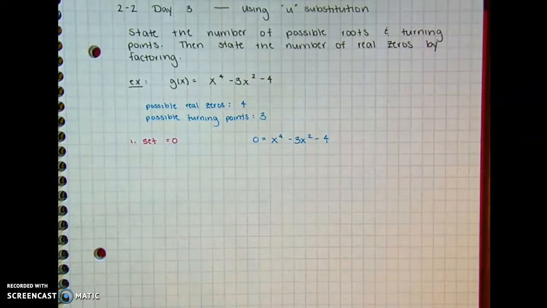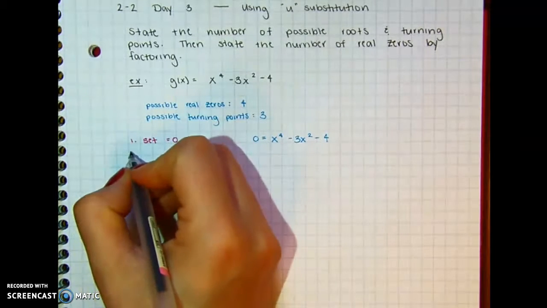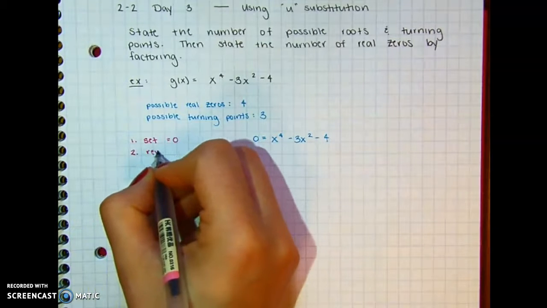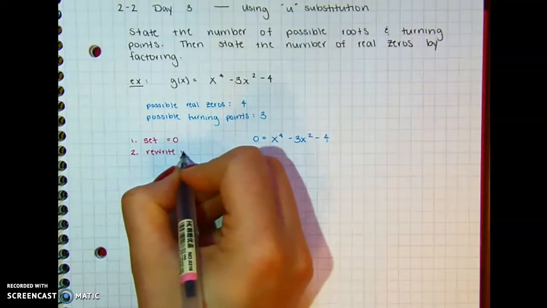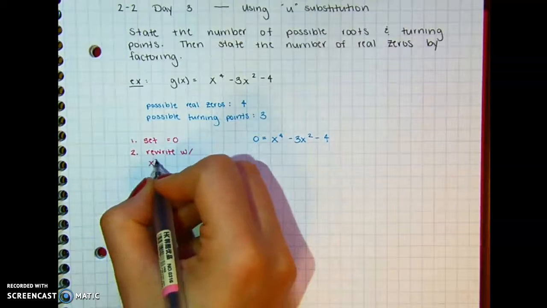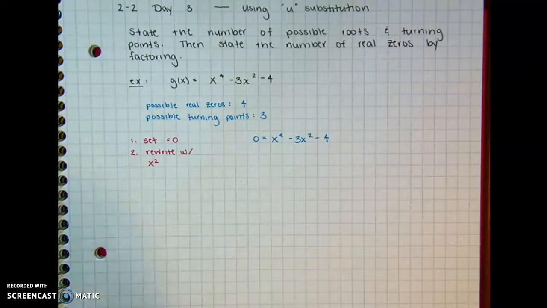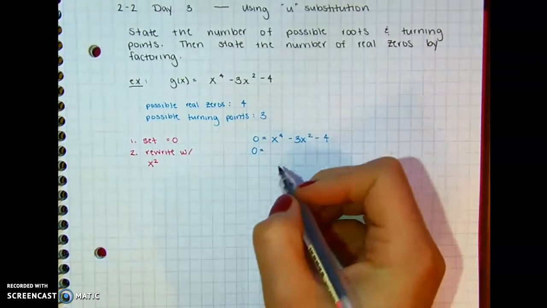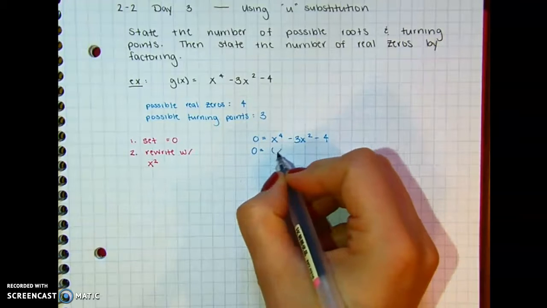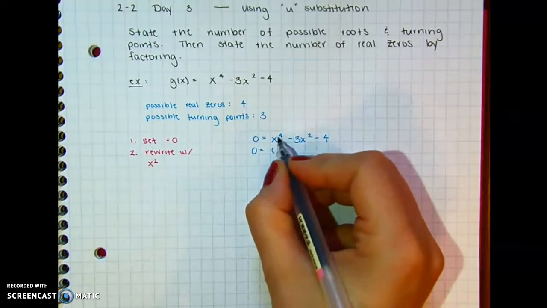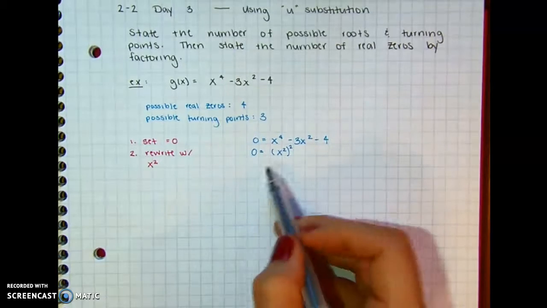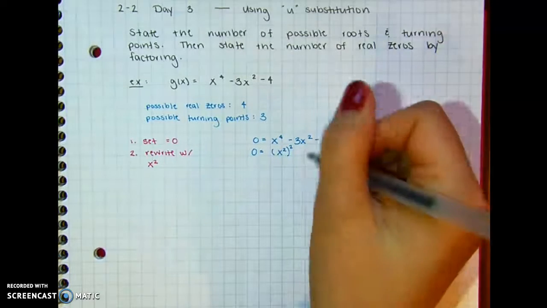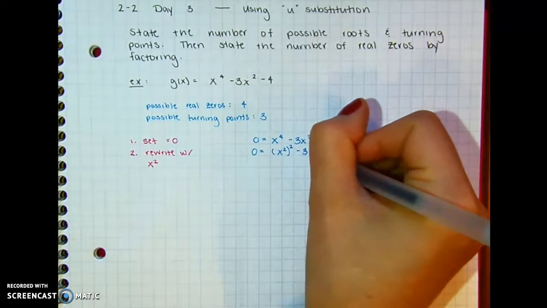So what you can do next, the second step for U-substitution, is you're going to rewrite it with x squareds. So what that means is I'm going to replace this. How could I rewrite this with an x squared? I want this to be to the fourth, so I'm just going to square it, because this is equivalent to x to the fourth. And then this is already x squared.